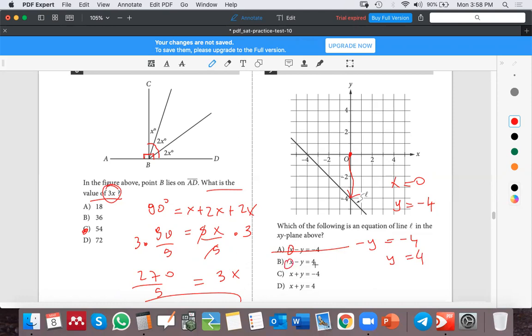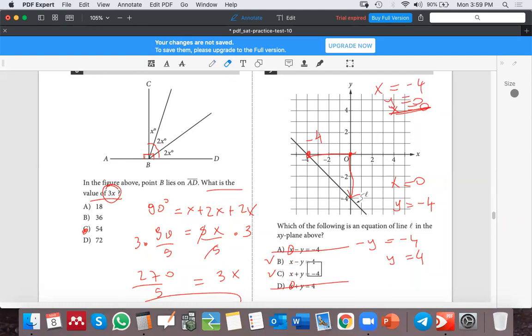When x is 0, what is y? -4. This could be, but do not jump directly. Why? When x is 0, y is -4. This could be. When x is 0, y is 4. No. So the answer is C or D. Which one? Take another number. When x is -4, y is 0. So when x is -4, y is 0. Put it in now.